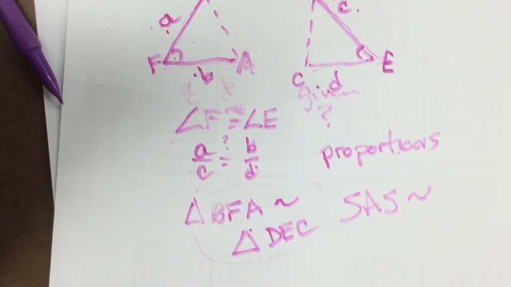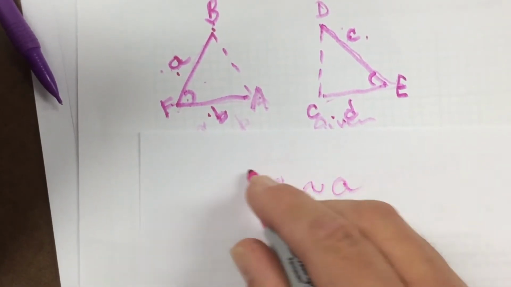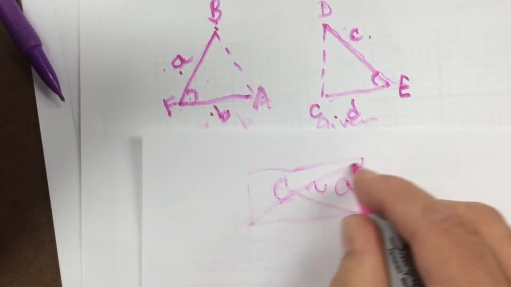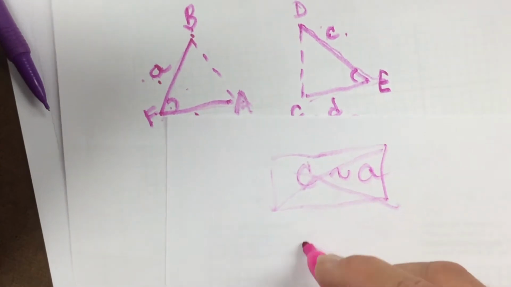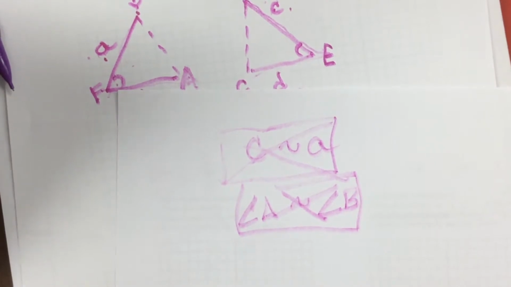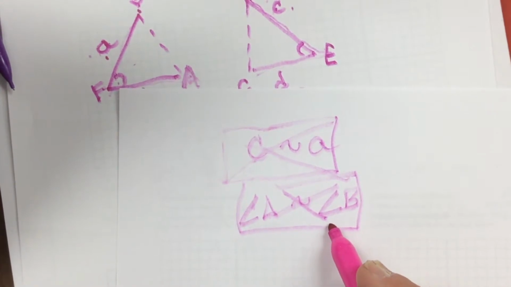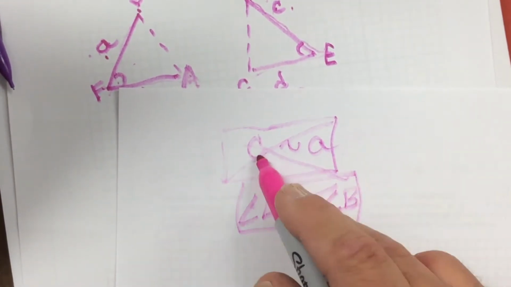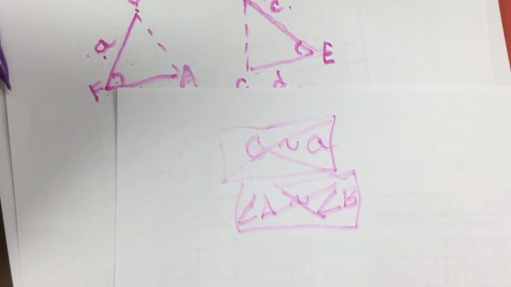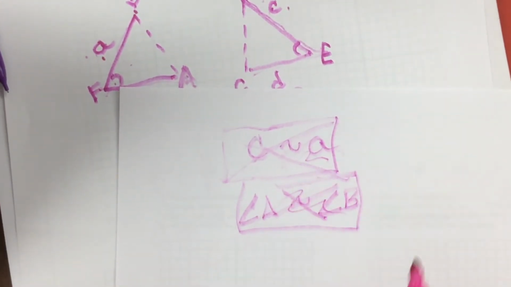A couple of quick heads up things here. Sides are never similar to other sides. Doesn't mean anything. Angles are never similar to other angles. Similar means same shape, not necessarily the same size. Well, if the two angles are the same shape, they're the same size. And I don't even know what it would mean for sides to be similar. They're either the same size or they're not. They're all just sort of straight lines. So you can't say these. This doesn't make any sense.